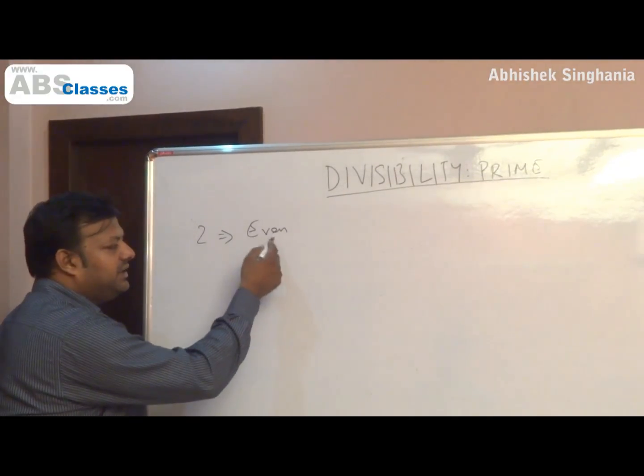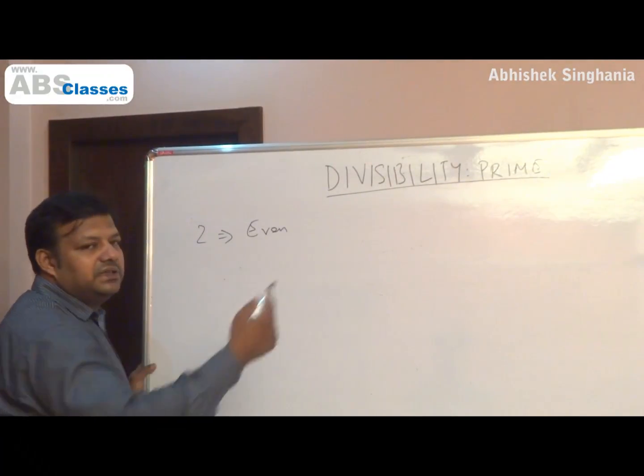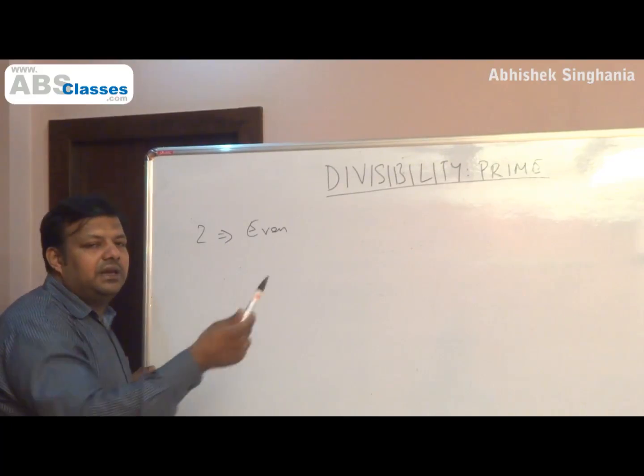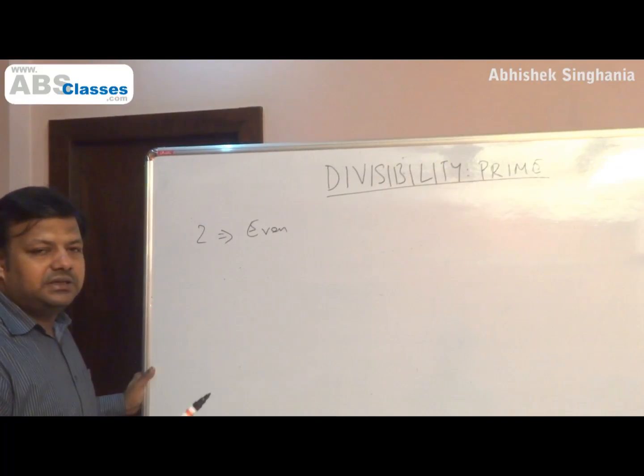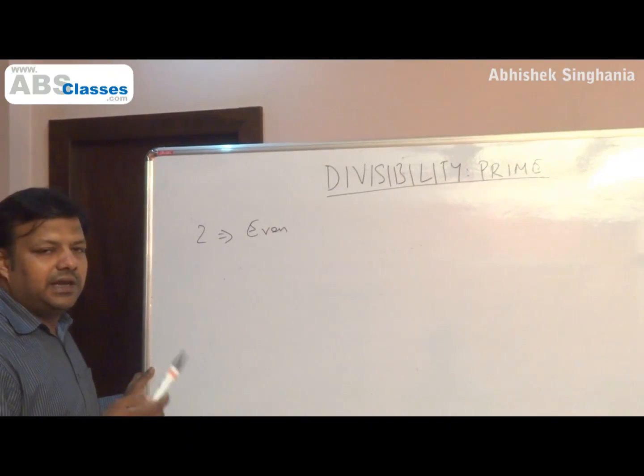For example, when we say even, how do I identify whether a number is even or not? You look at the last digit of that number. If the last digit is even, the number is even. If the last digit is odd, the number is odd. Right? So if the last digit is even, the number is divisible by 2.